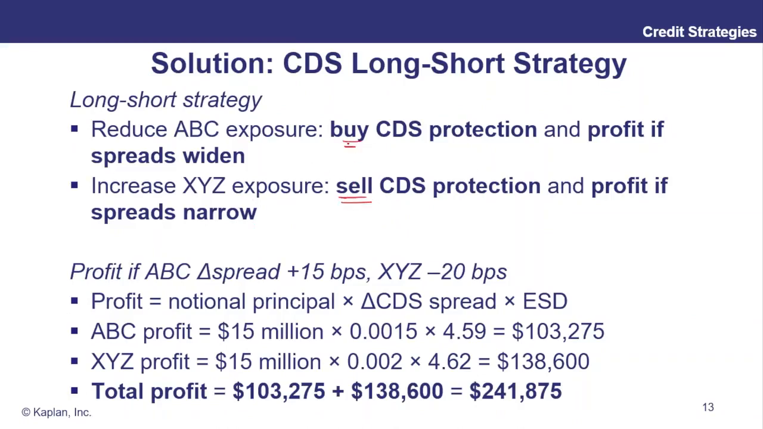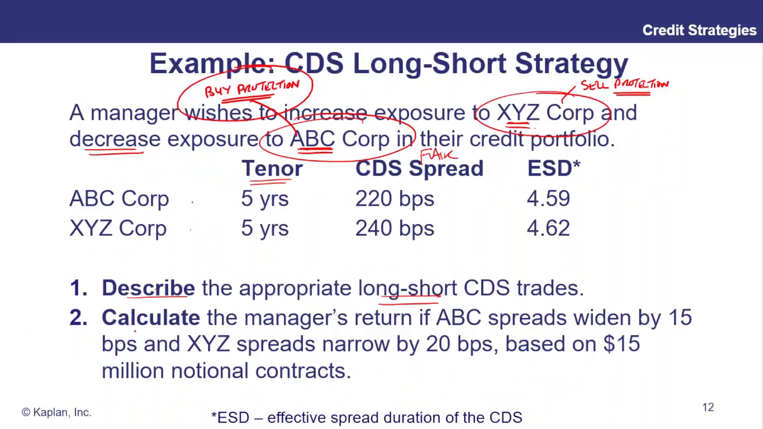Okay. The next question we are asked here is to calculate the manager's return if ABC spreads widen by 15 bips and XYZ spreads narrow by 20 bips based on 15 million notional contracts. Now, whenever you're given a question like this, kind of front run it a little bit by thinking, what do I expect to happen? And then your calculations can maybe reinforce that. We are buying protection on ABC and spreads have widened. Profit? You bet. That's a win. We have sold protection on XYZ and spreads have narrowed. That's a win as well. So we're going to win here. We expect to see a big fat profit at the end of all this.